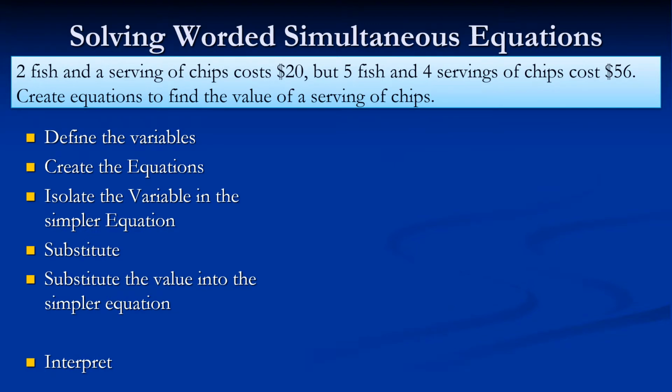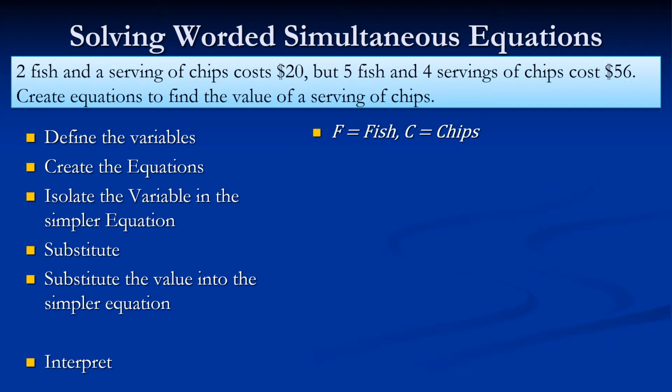Now, if we have a look at some worded examples, we're just going to be able to get some everyday problems and put them into a mathematical expression. So we've got 2 fish and a serving of chips costing $20, but 5 fish and 4 servings of chips is $56. So we want to create equations to find the value of a serving of chips.